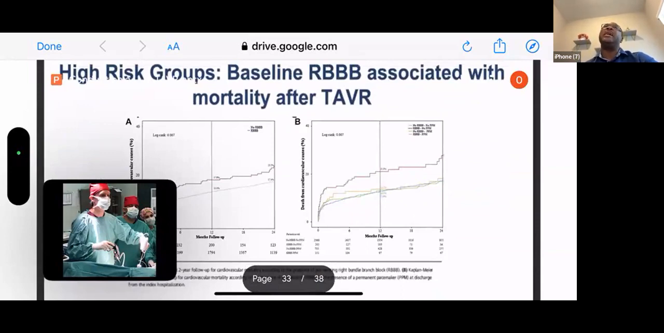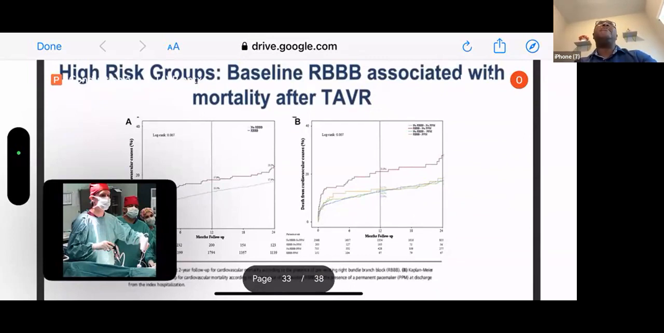And I told you that these patients are one of the highest risk patients. And the reason also, if you look at it critically, is that they already have a right bundle branch block. And then you're going to put a pacemaker that may affect their left bundle. So basically, you're kind of giving them high degree AV block.